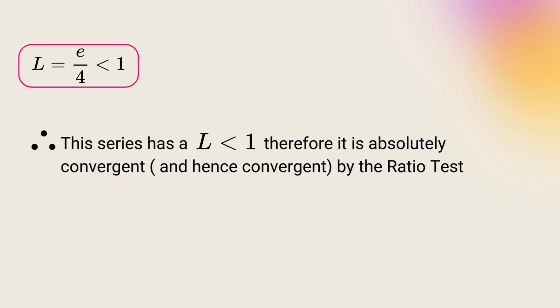So now that we have found our limit, we must determine if it is convergent or divergent by applying the ratio test rules. So then we know that our limit is e over 4 and that is less than 1. Therefore, the series has a limit that is less than 1 and it is absolutely convergent and hence convergent by the ratio test.